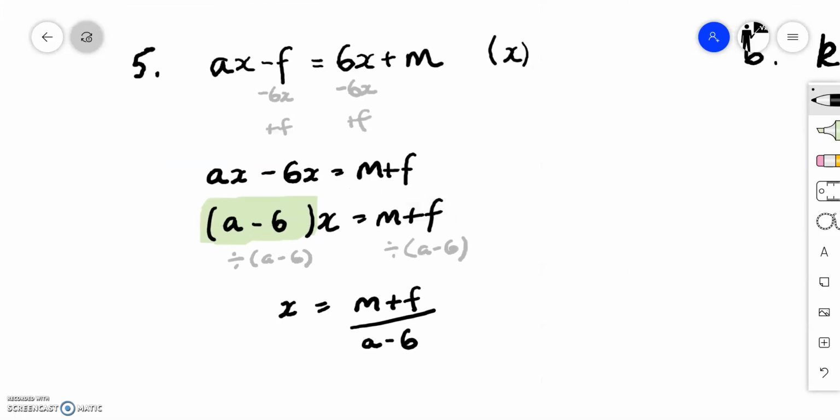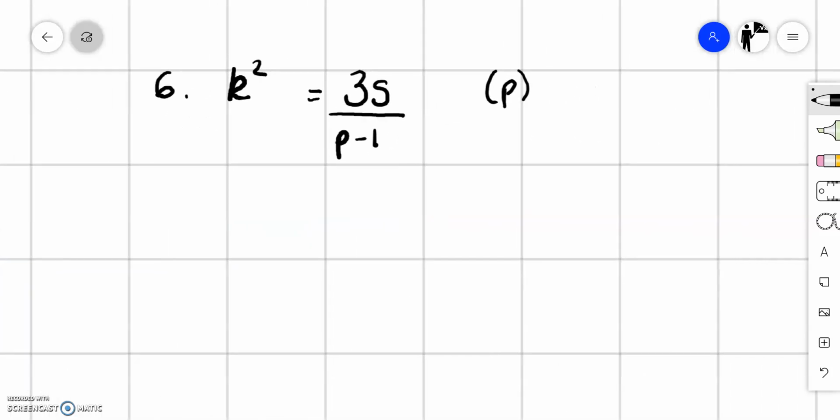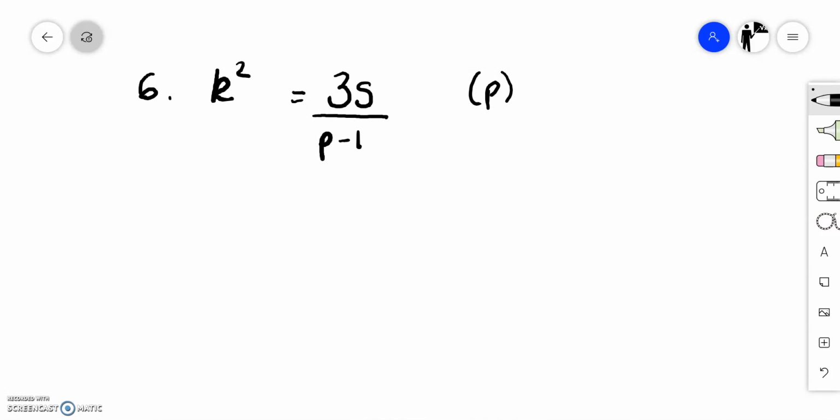Okay, so the big thing here is if you have the subject on both sides of an equation, get them over to one side, and then you're probably going to need to use a common factor. Last example, example 6. k squared is equal to 3s over p minus 1. We want to make p the subject of the formula. I want to work this out.